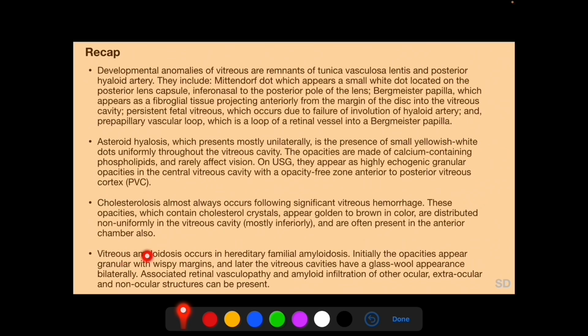Vitreous amyloidosis occurs in hereditary familial amyloidosis. Initially, the opacities appear granular with wispy margins, and later, the vitreous cavities have a glasswool appearance bilaterally. Associated retinal vasculopathy and amyloid infiltration of other ocular, extraocular, and non-ocular structures can be present.